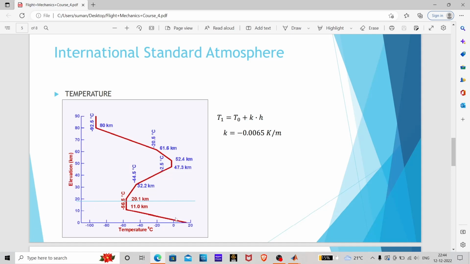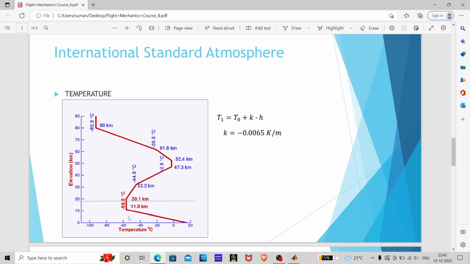As we can see, according to the international standard atmosphere, the temperature first starts to decline as we go up, or as we increase the elevation from sea level, and after 11 kilometers it's going to be constant until 20 kilometers, and then it's going to increase again, and at last it's going to decrease.